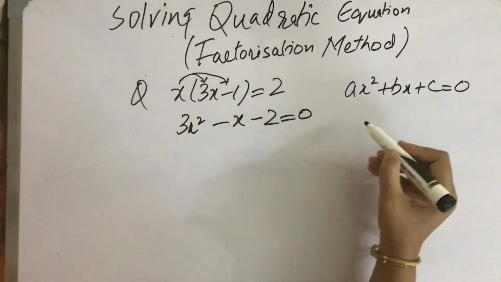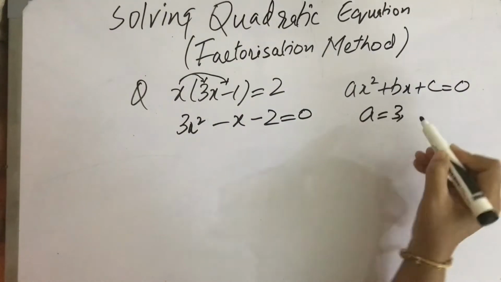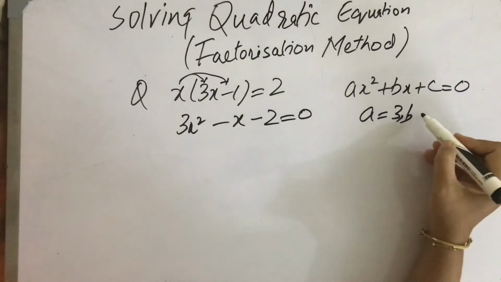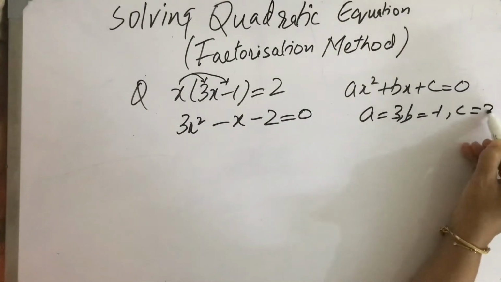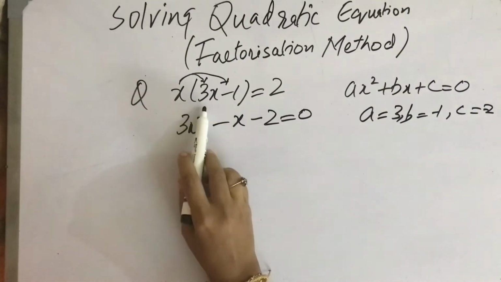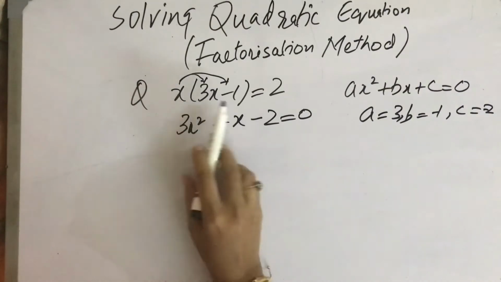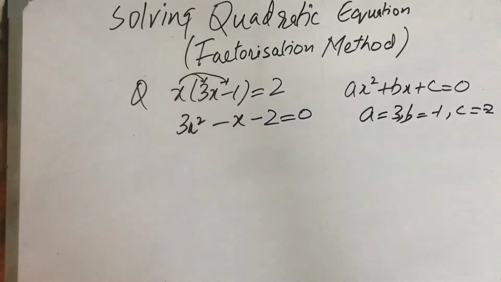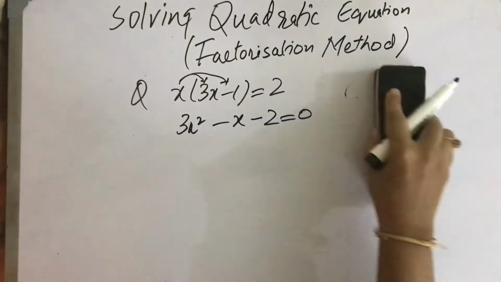Now you can see that your a in this equation is 3, b in this equation is minus 1 and c equals minus 2. So what I have done, I have multiplied this x with 3x, it is 3x square, x with minus 1, and then I have taken this 2 to the other side.